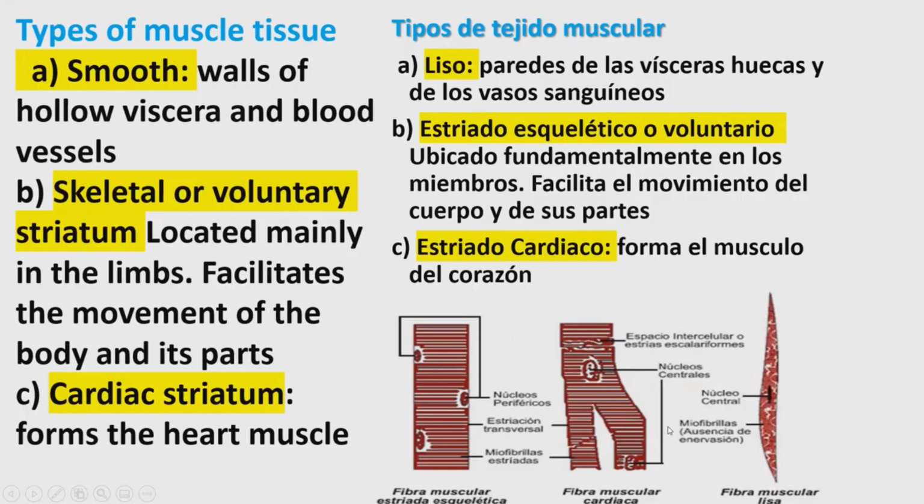Smooth, skeletal or voluntary striated, and this is cardiac striated.